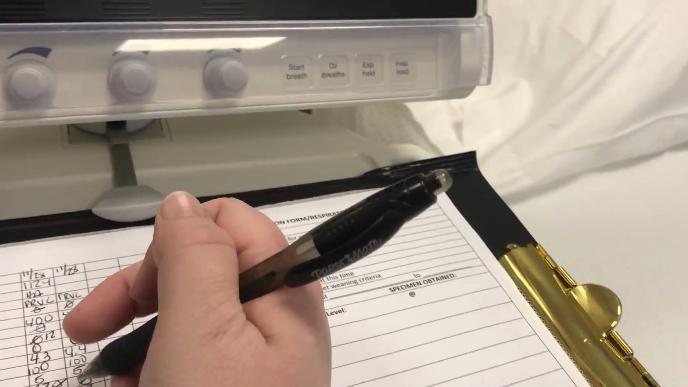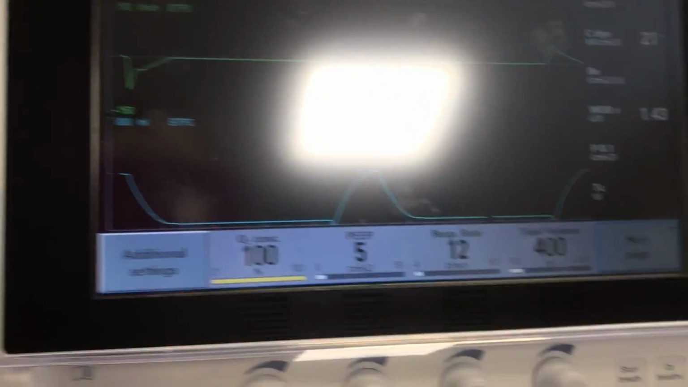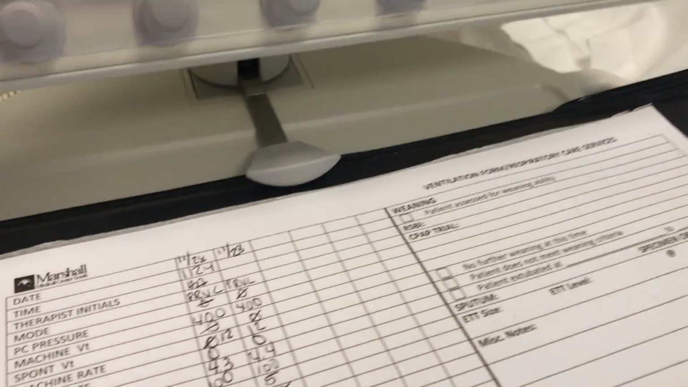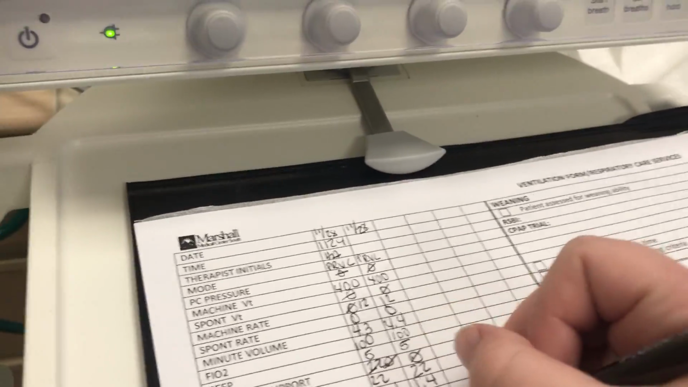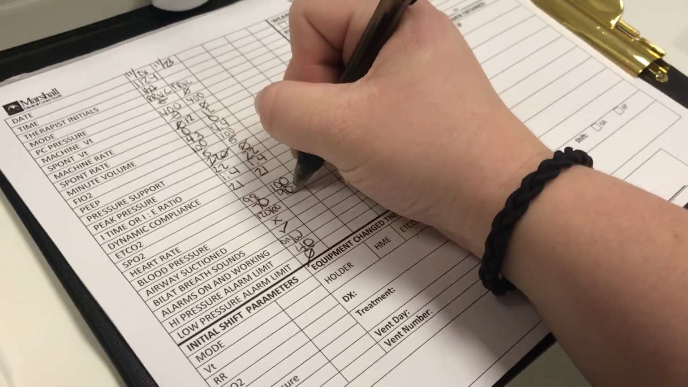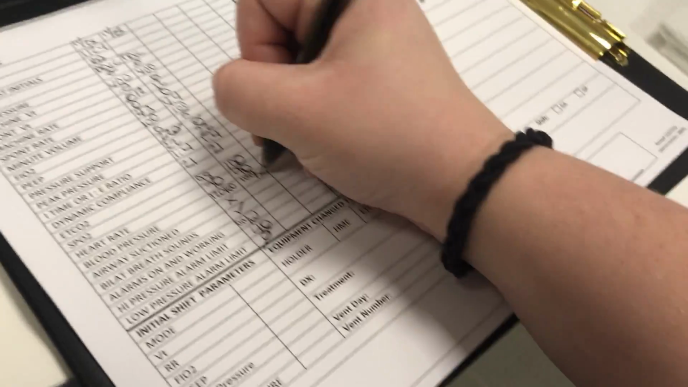For the ETCO2, there's another machine back behind it that I don't have. It'd be connected and reading that, so I would look at that machine and write that value down. And then I'm looking at my patient vitals. So we're looking at SpO2. Let's say we're at 100%. Heart rate's 90. The blood pressure is 100 over 50.